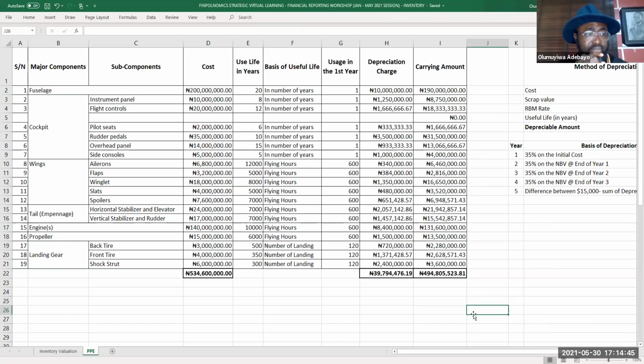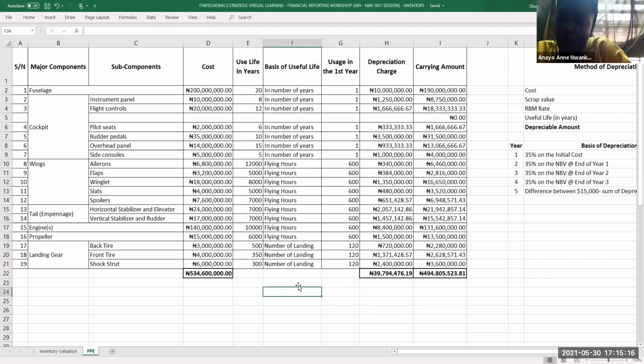No, I think your network is bad. Your network is bad. Can you repeat your question from the beginning? Your network is breaking. Can you repeat? Okay. My question is, at what point do we start depreciating an asset? Is it when the cost is recognized or when the asset is being put to use?